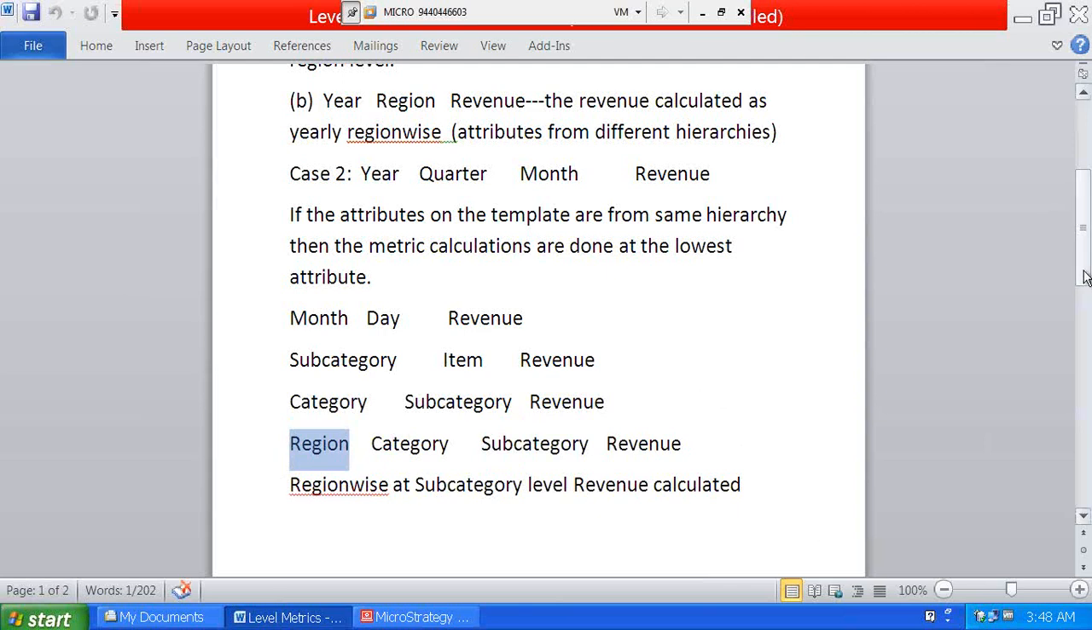To know level metrics, you must know the hierarchies very well. What is the parent, what is the child? You must be prepared for that.